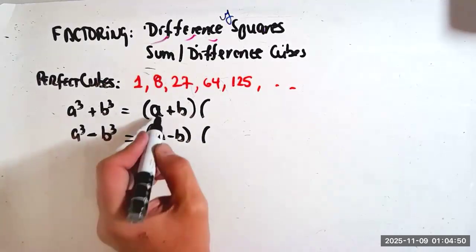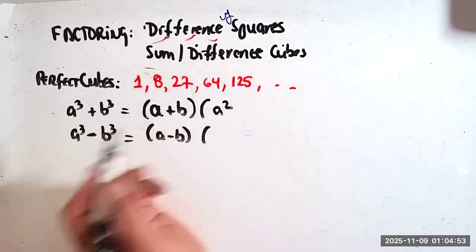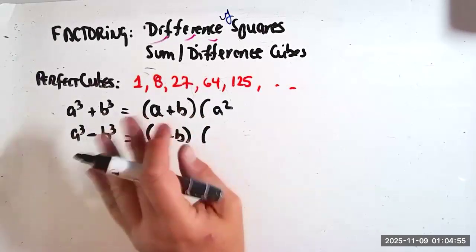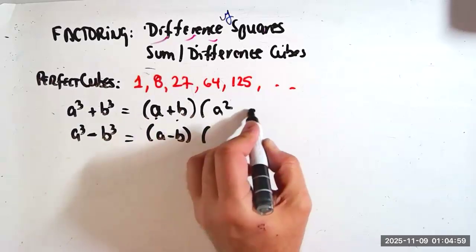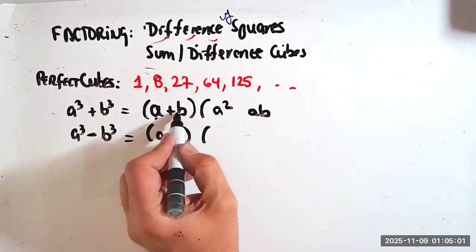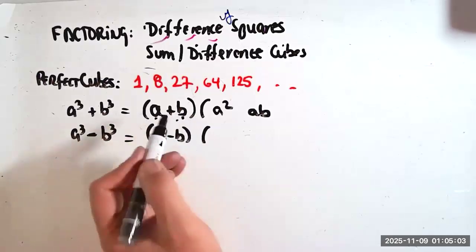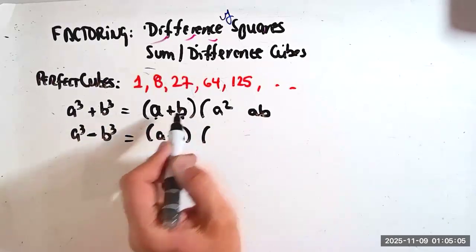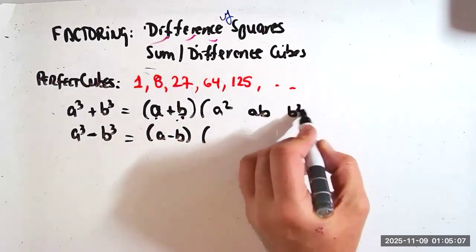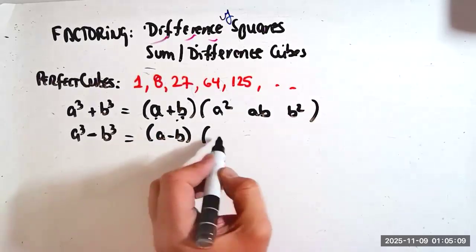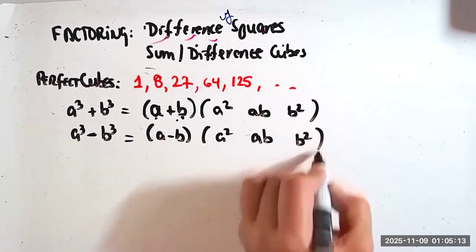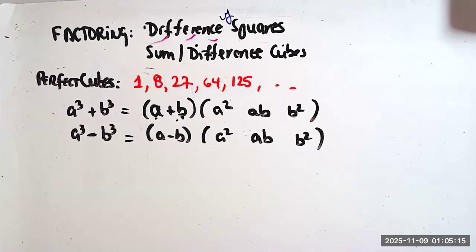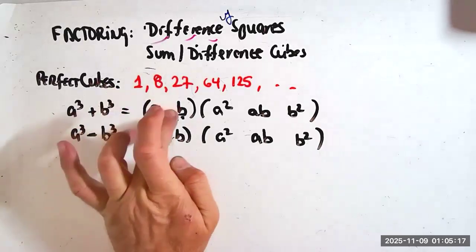The first thing we do is to square A, so it will be A squared. Ignoring the signs, the next one will be multiplying these numbers, A times B, that will be AB. And the third term of this trinomial is squaring B, so it will be B squared. This case is the same thing: A squared, AB, B squared. Now, what are the patterns for the signs, sorry, in the parentheses?